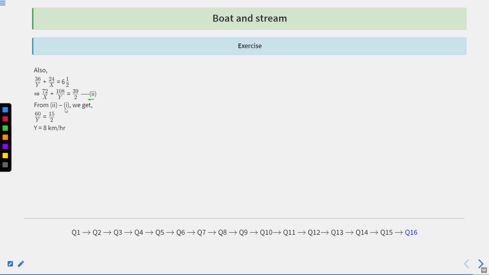So from 2 minus 1 we get 60 upon y equal to 15 upon 2, that is y equal to 8 km per hour. And if you substitute the value in 1, we get 72 upon x plus 48 upon 8 equal to 12. So x is going to be 12. Therefore, the speed of current is 12 minus 8 upon 2, that is 2 km per hour. So the correct option here will be option number C.